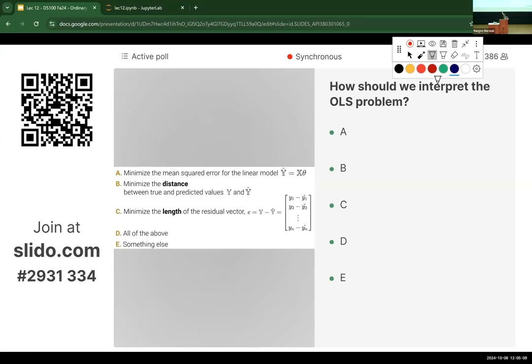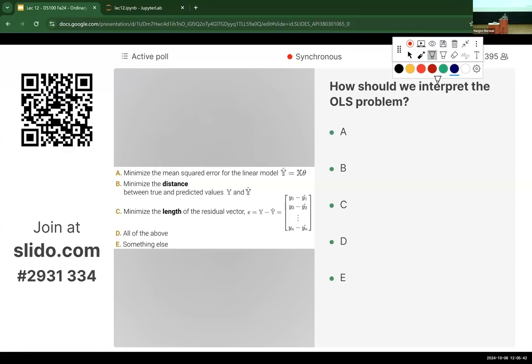What about B? In B, we're saying that minimizing the distance between the true and the predicted values, meaning that if you have a vector of all of the predictions and a vector of all of the ground truth values, you might want to make sure that these two vectors are as close to each other as possible, which is exactly what we're trying to do irrespective of the model. So in all of the models that you'll be training, you want to make sure that predictions are as close as possible to the ground truth values. That is correct.